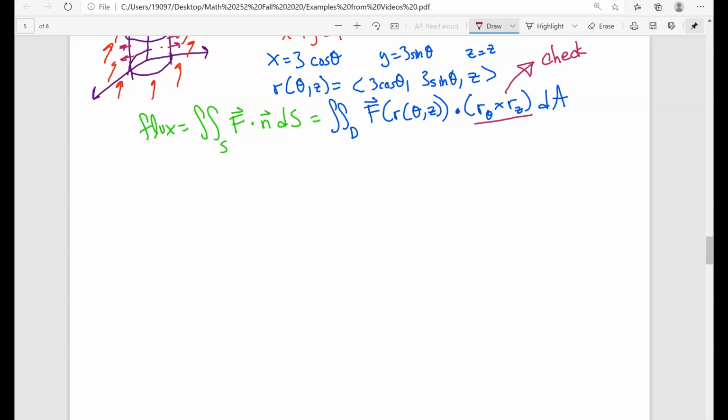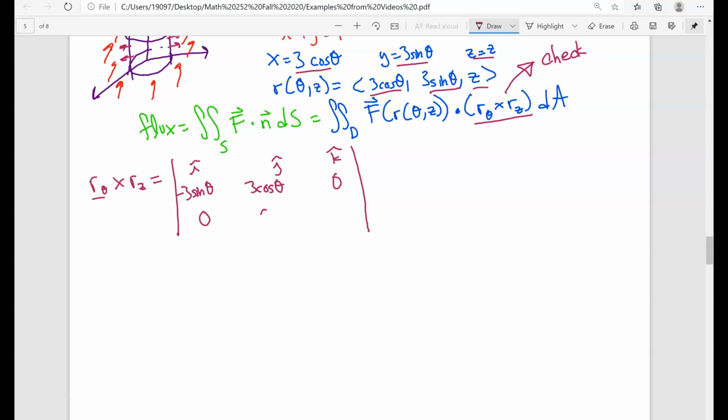Okay, so I'm going to take r partial with theta and then r partial with z. So let's go ahead and take the cross product. First we're going to look at theta. We're going to look at every single component. So take the derivative. This is going to give me negative 3 sine theta, then 3 cosine theta, and then 0, because the last one doesn't have a theta. And then the bottom one, no theta, and 1 with respect to z.